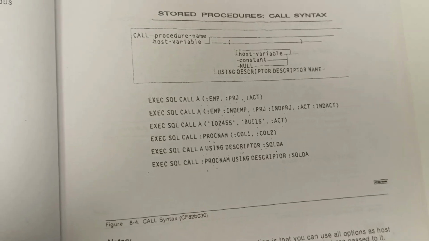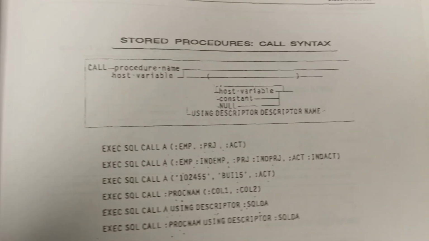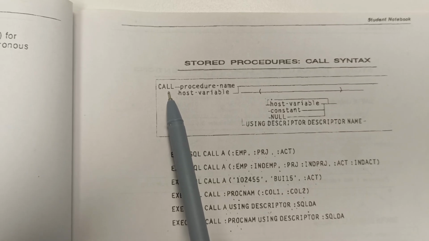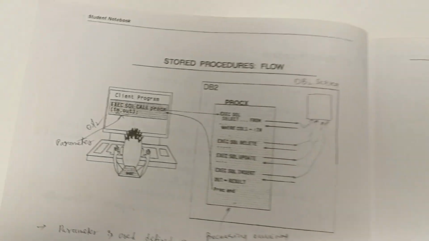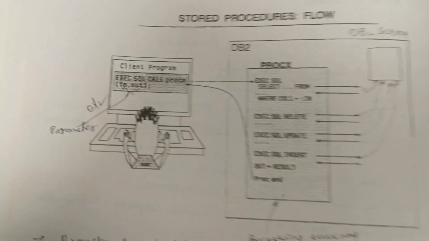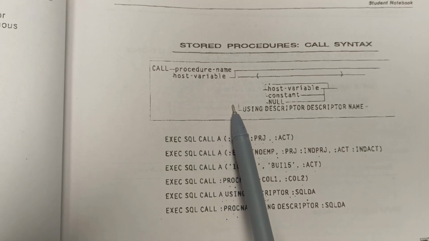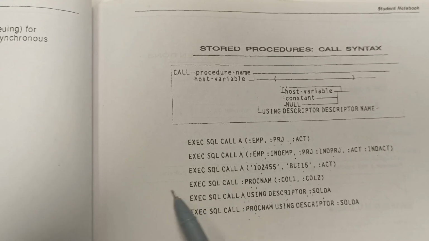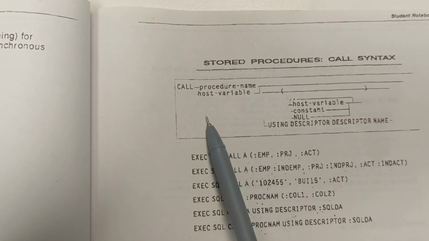And this is the syntax for the stored procedure. Previously we used exec call, and you can see the same call here, like in the client application: call, the stored procedure name, and these are the parameters. This is a sample. This syntax is for all values, and we can use it for the different types of parameters, different types of variables.